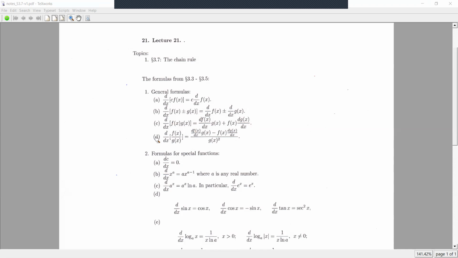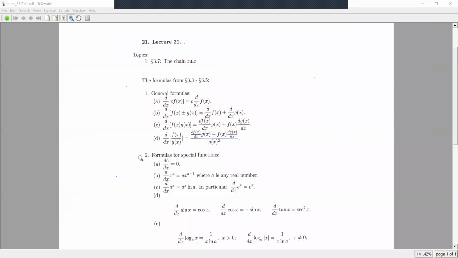Formula number 5 is the quotient formula. Derivative of a quotient is the derivative of the top function f times the bottom function g minus the top function times the derivative of the bottom function, then all divided by the square of the bottom function.